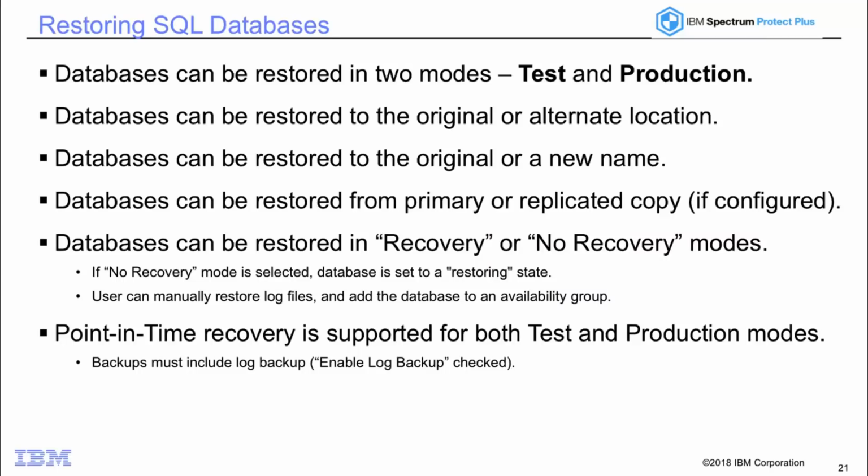So that's backup. Now let's take a look at the process for doing a restore. And this again is very similar to virtual machines. You can restore databases in two modes, either test or production, and we're going to go over what each one of those means in an upcoming slide. You can of course pick the original location or an alternate location for restoring the database. You can pick the original name or a new name. Databases can be restored from the primary or replicated copy if that is configured.